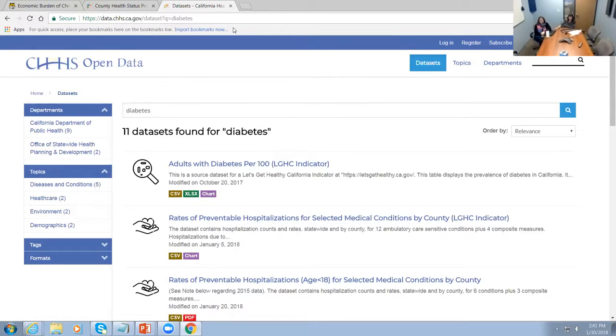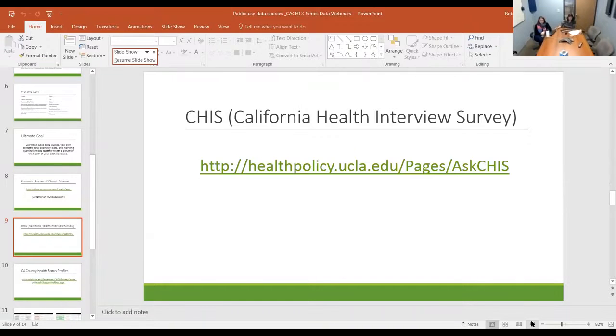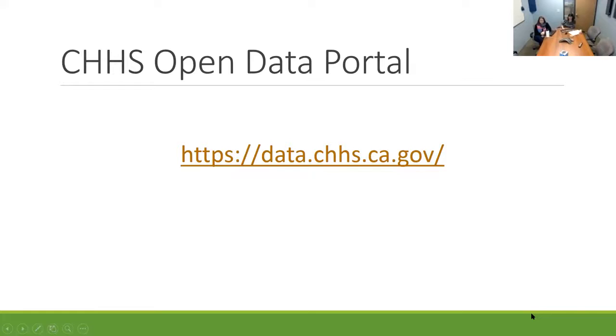So I'm going to go back to my PowerPoint. Okay. So that's the Open Data Portal. And that is going to include a lot of the Department of Health and Human Services morbidity and mortality data as well. Just wanted to point that out. So a lot of vital statistic data.